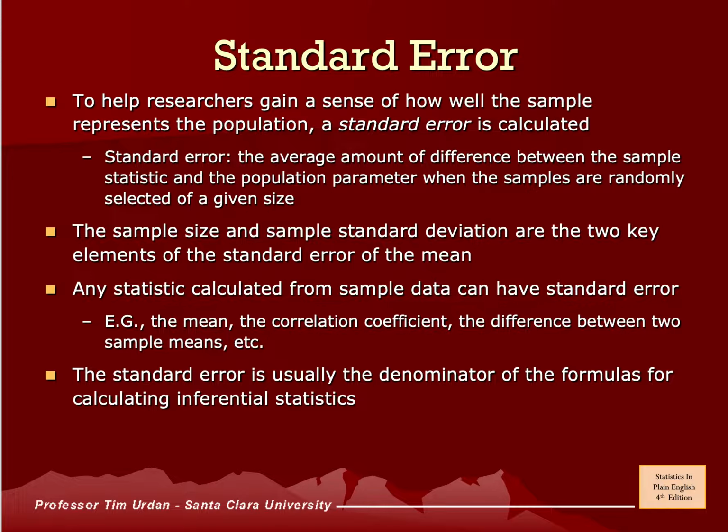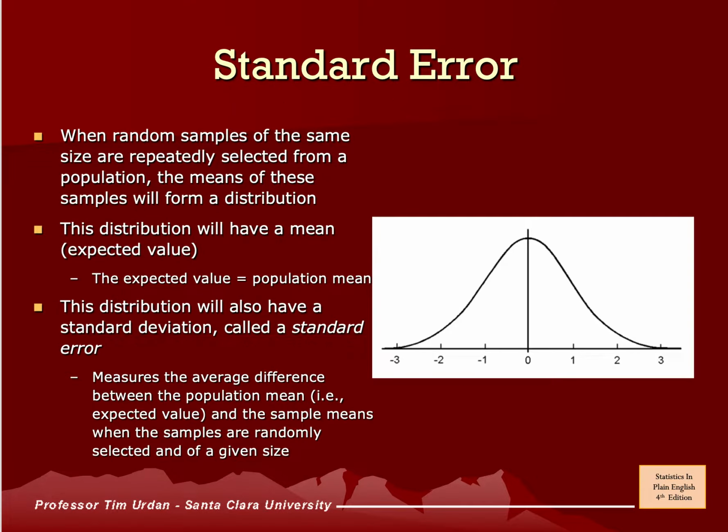The sample size and standard deviation are two key elements for looking at the standard error of the mean. Any statistic that's calculated using this information can have an error. So that means if I'm finding the mean of a group, a correlation coefficient, or if I'm looking at three groups of people with three different means, there can be an error anywhere in there. The standard error is used most often as the denominator when I'm dealing with a formula for inferential statistics. So we do actually calculate this value and then we input it into other formulas to be able to use it to make informed decisions.